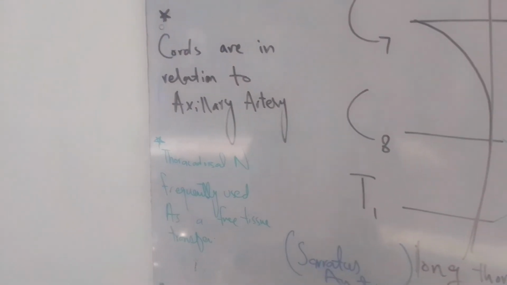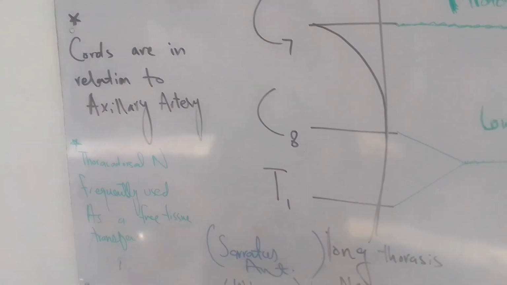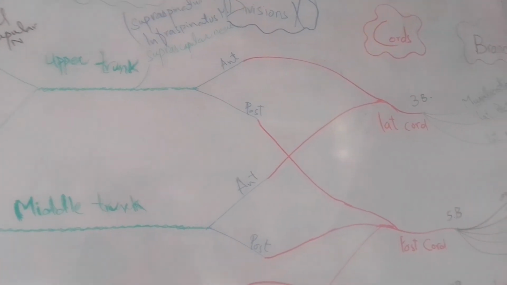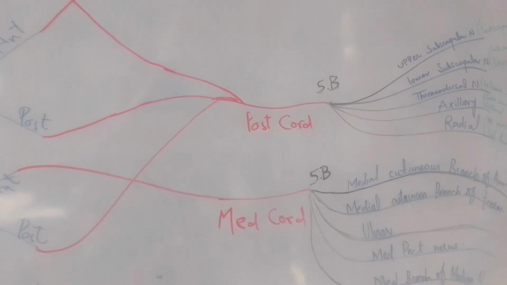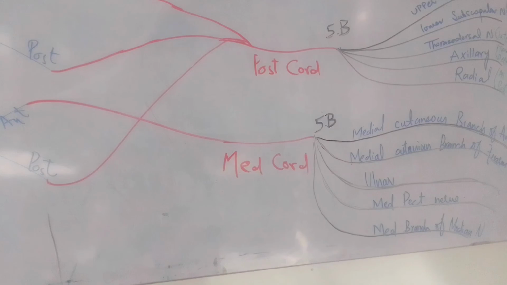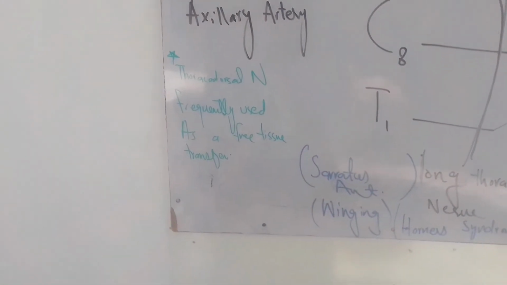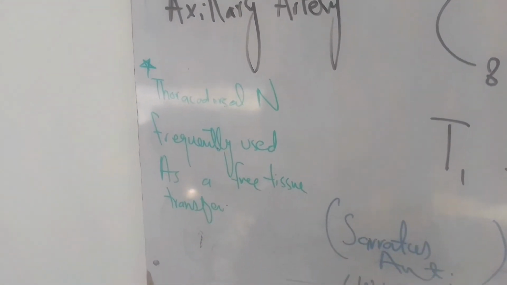Cords are in relation to the axillary artery, as the lateral cord is lateral to the axillary artery, medial cord is medial to the axillary artery, and posterior cord is posterior to the axillary artery. Thoracodorsal nerve is used frequently as a free tissue transfer.